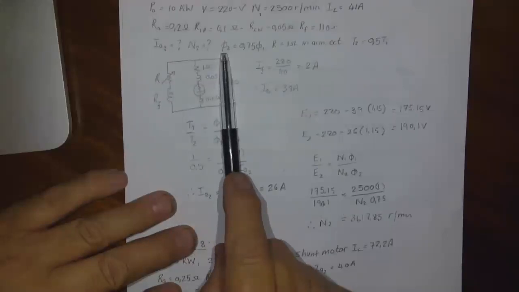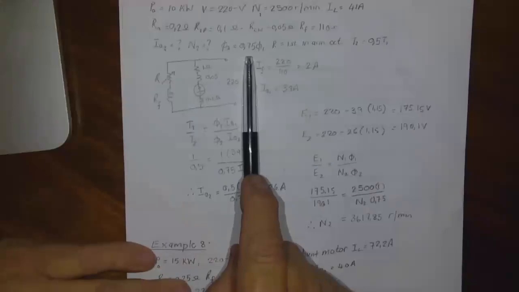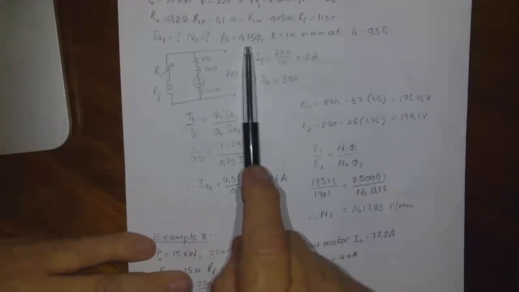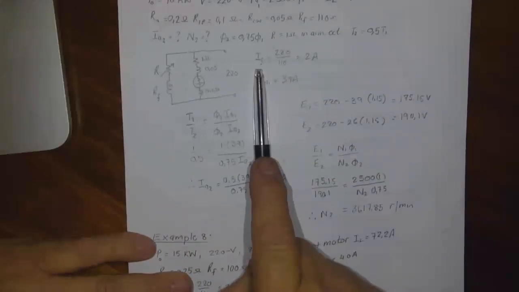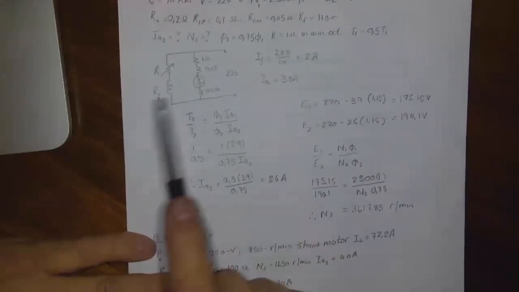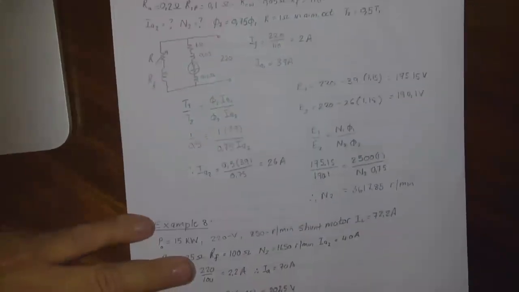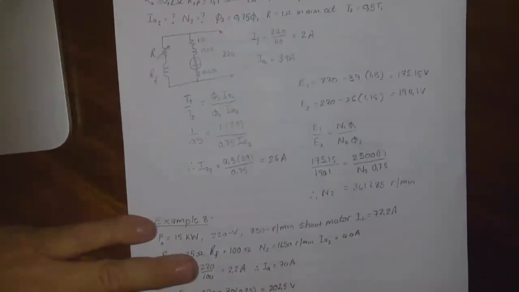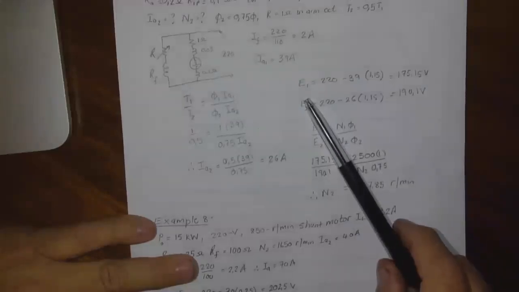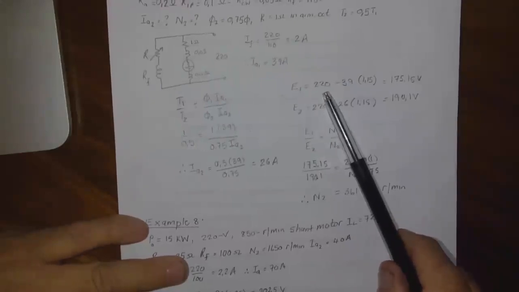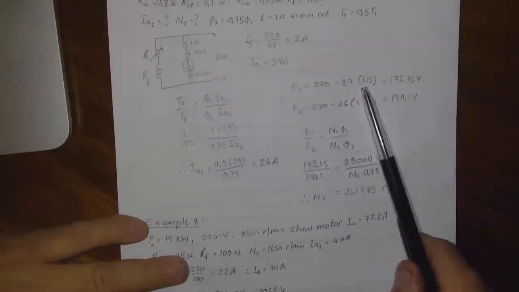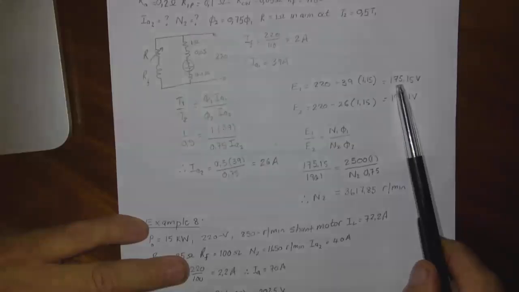So flux 2 will be 0.75 of flux 1, and that's also given. So IF first is 220 divided by 110, which is 2 amps. So the armature current is 39 amps. Now if we substitute that back into the equation for induced EMF, it is 220 minus 39 times 1.15. That gives us 175.15 volts.